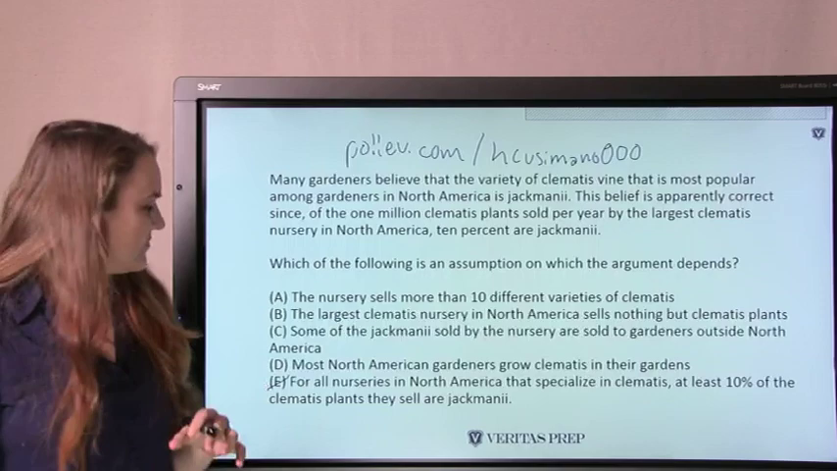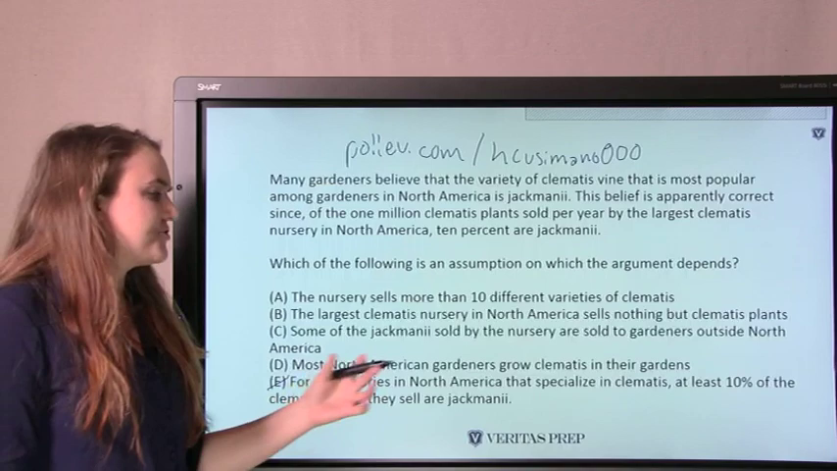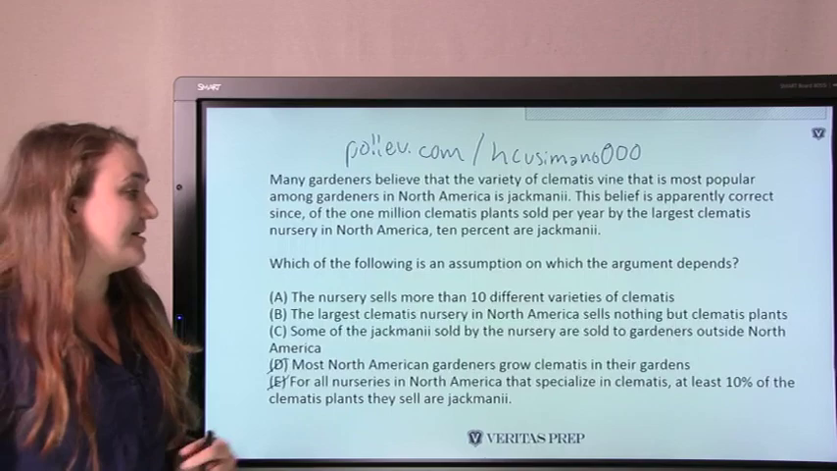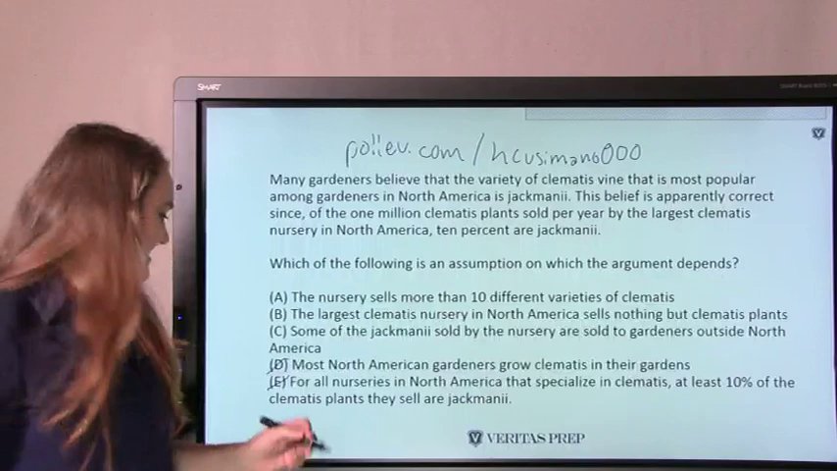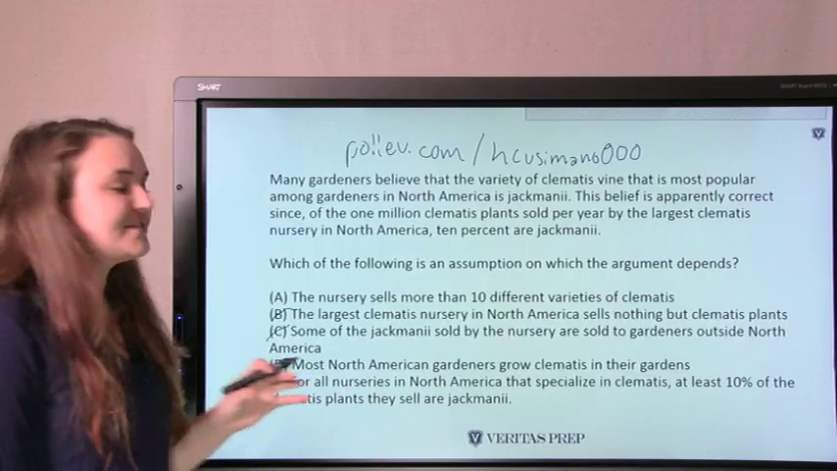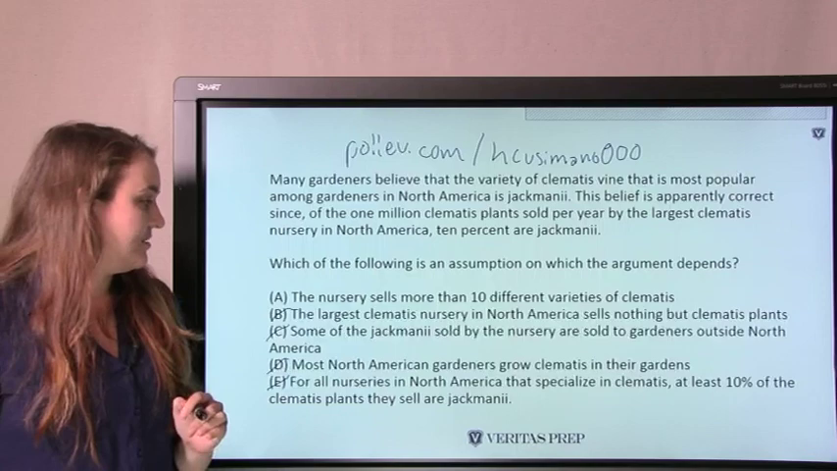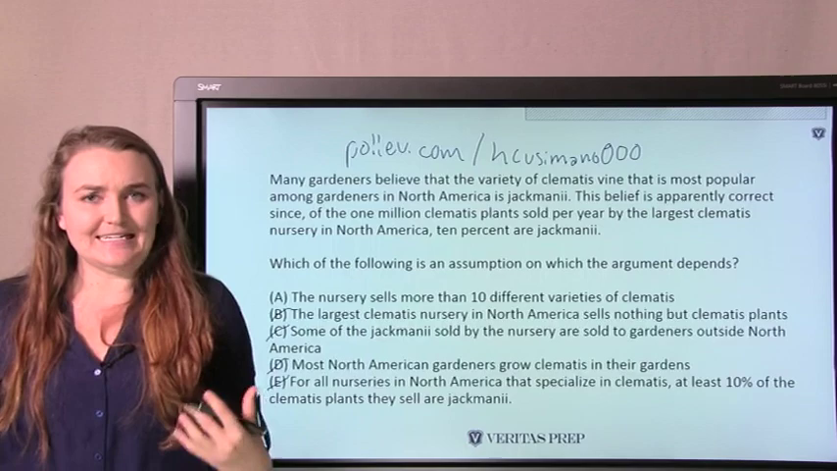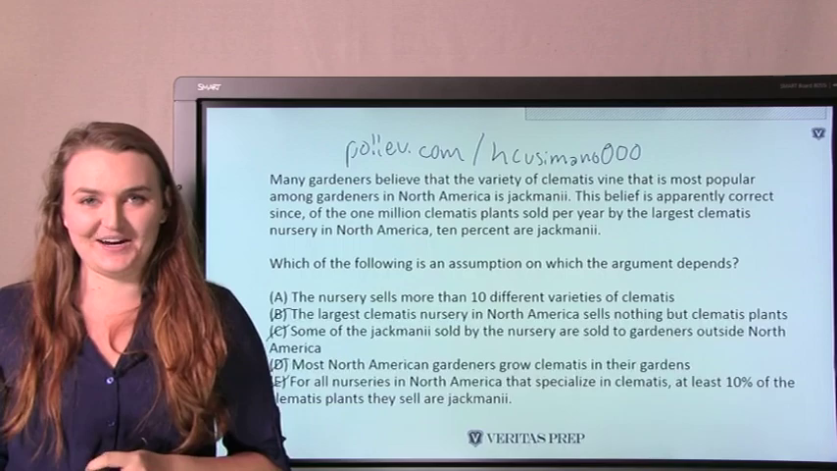So as we move back through, once again, most North American gardeners grow clematis in their gardens. Certainly doesn't have to be true for the argument to make sense. That some of the Jackmani is sold to gardeners outside of North America absolutely doesn't have to make sense, right? And that the largest clematis nursery in North America sells nothing but clematis plants certainly doesn't have to be true here. However, let's talk about answer choice A, because many of you alluded to this, right? In answer choice A, the nursery sells more than 10 different varieties of clematis. If the nursery did not sell more than 10 different varieties of clematis, and I know we're inching in on the negation technique here, is there any way that 10% could conceivably be the highest percent?